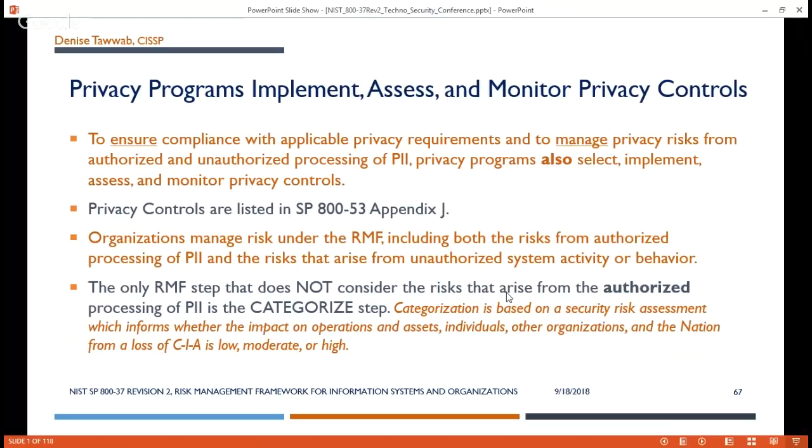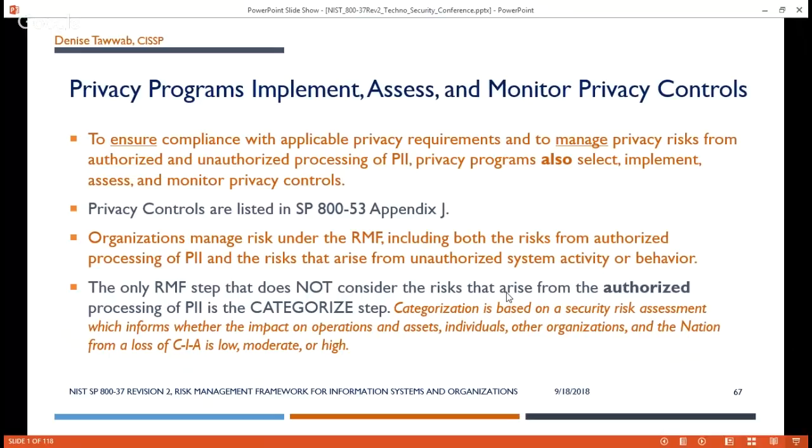Okay, privacy programs implement, assess, and monitor privacy controls to ensure compliance with applicable privacy requirements and to manage privacy risk from authorized and unauthorized processing. Privacy programs also select, implement, assess, and monitor privacy controls. Those controls are listed in Special Publication 853, Appendix J. I understand 853 is going to be redone. I know there's a Rev 5, and I think the privacy controls have been moved out of the appendix and into the regular body of controls. I could be wrong. I'll check that.